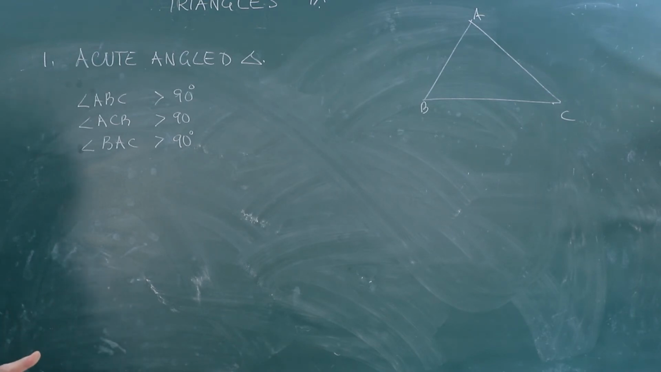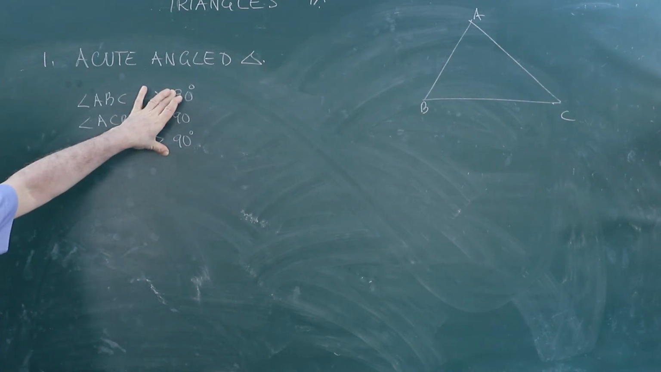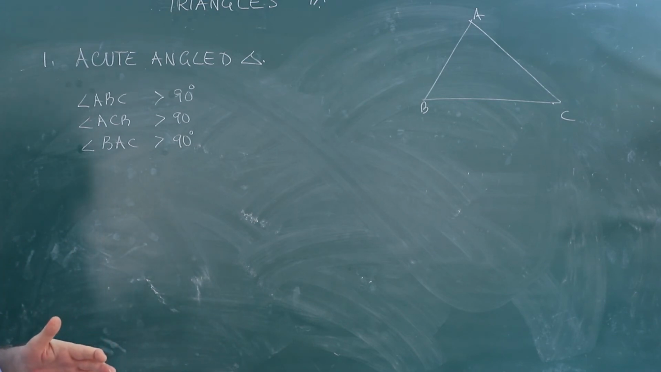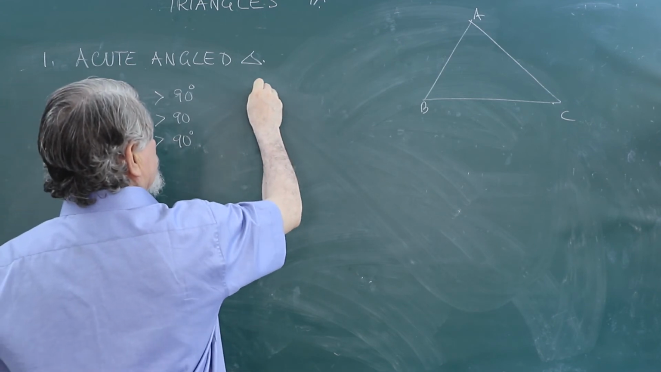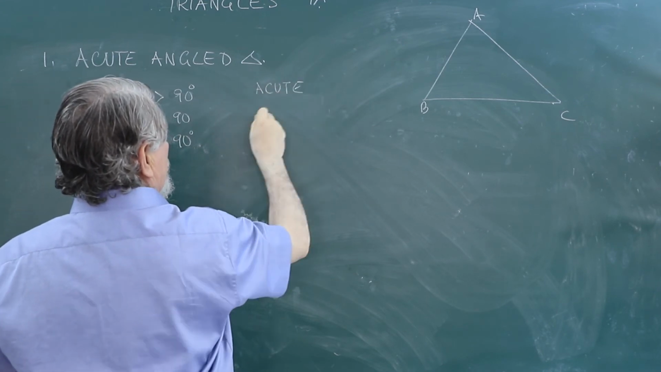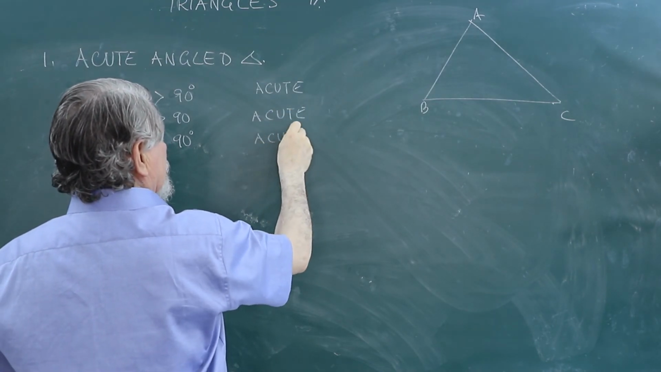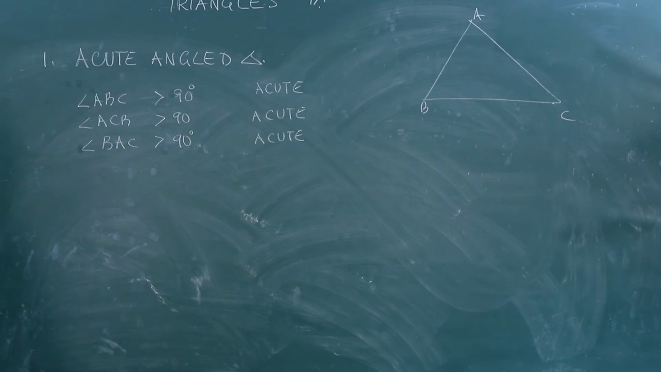If each angle of the triangle is less than 90, that means each angle has to be acute. Acute is what? An angle between 0 and 90 degrees. All three angles have to be acute. Then the triangle is going to be acute, acute and acute. If all the three angles are acute, then it is called an acute angle triangle.